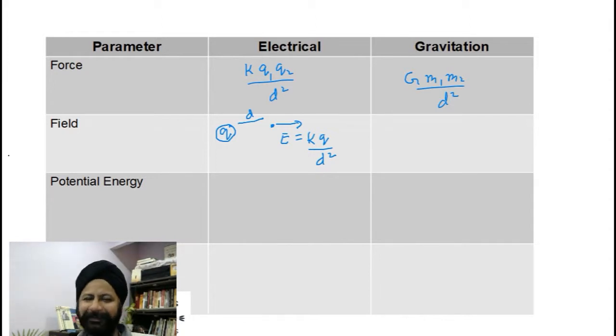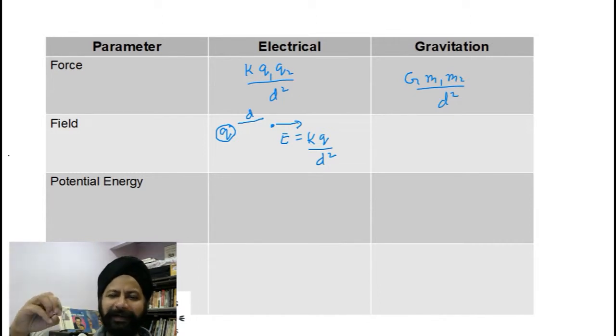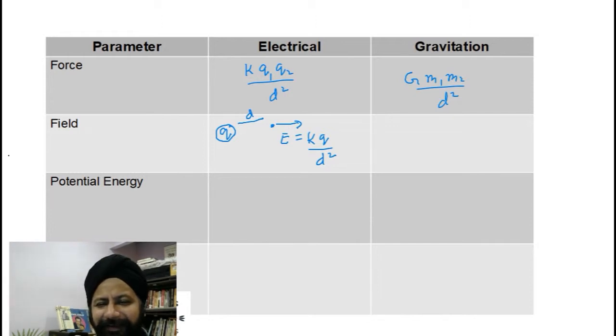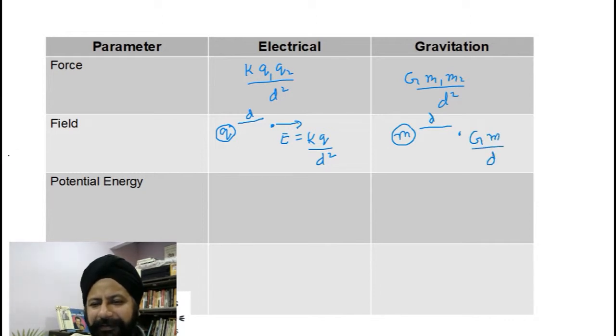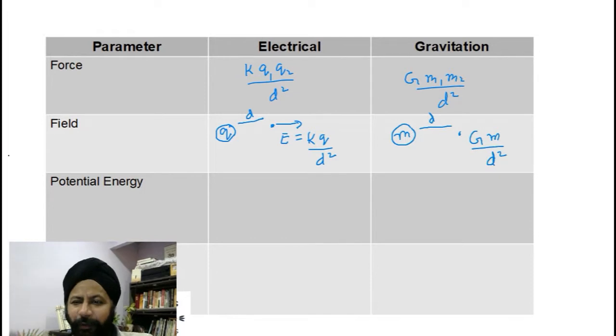Again, go back. Electrical field is if I put 1 coulomb of charge here, the force experienced by that. By symmetry, if I put 1 kilogram of mass here, the force experienced by that. So let's say there is a mass here, and at a distance of d from it, I want to find the gravitational field. I don't know the symbol, but nobody has thought about it, I think. The gravitational field is going to be G times the mass divided by d square. So that's the field there.